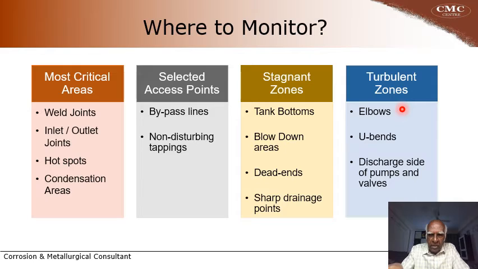Turbulent zones are the reverse of stagnant zones. The elbows, the U-bends, discharge side of pumps and valves give very high corrosion rates. So this is called erosion corrosion. These also need to be monitored.